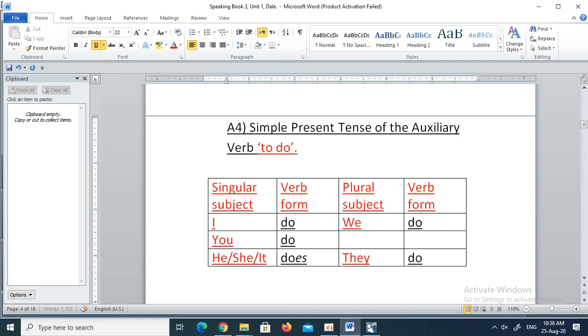So in the present tense, the verb to do only has 2 forms. It has the form do and the form does. If you remember, he, she, or it does, but all the other subjects, I, you, we, they, all take the form do.